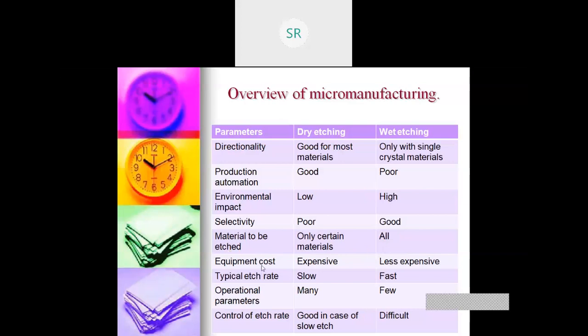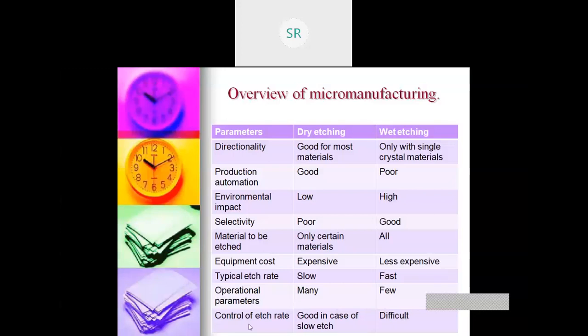Equipment cost: dry etching is very expensive and wet etching is less expensive. Why? Because the chemical solution I can easily get. In dry etching, I need to generate plasma and add reactive gases, neutrals, and all that, so the process is very expensive. Etch rate is very slow in dry etching and very fast in wet etching. Operational parameters are many in dry etching, because I need to set the frequency of the radio frequency source, and select the reactive gases. Whereas in wet etching there are few parameters.